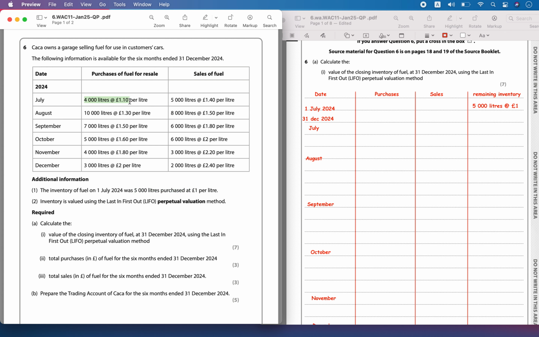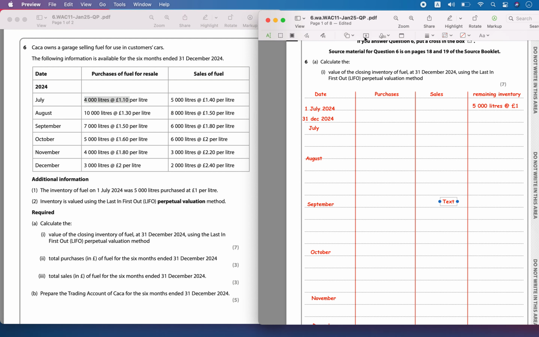So the first one is they made a purchase of 4,000 at 1.10. So the purchases were 4,000 at 1.10 per liter. So this is going to be arranged here.